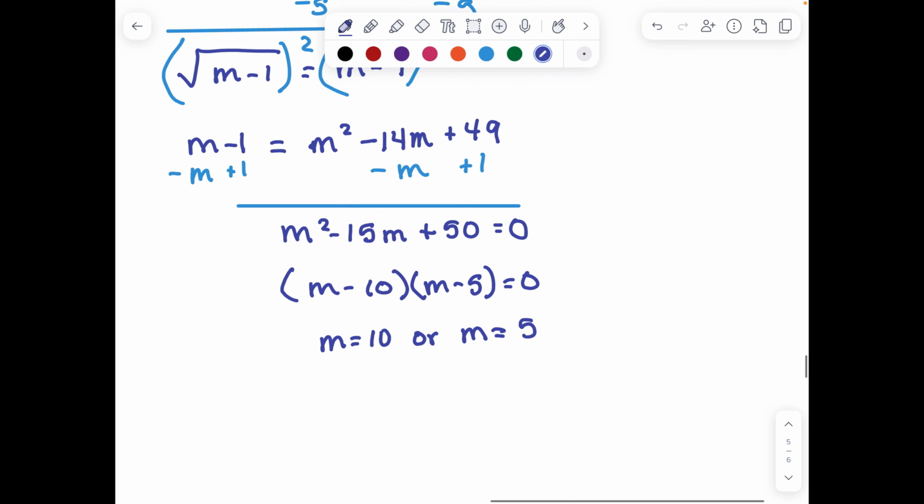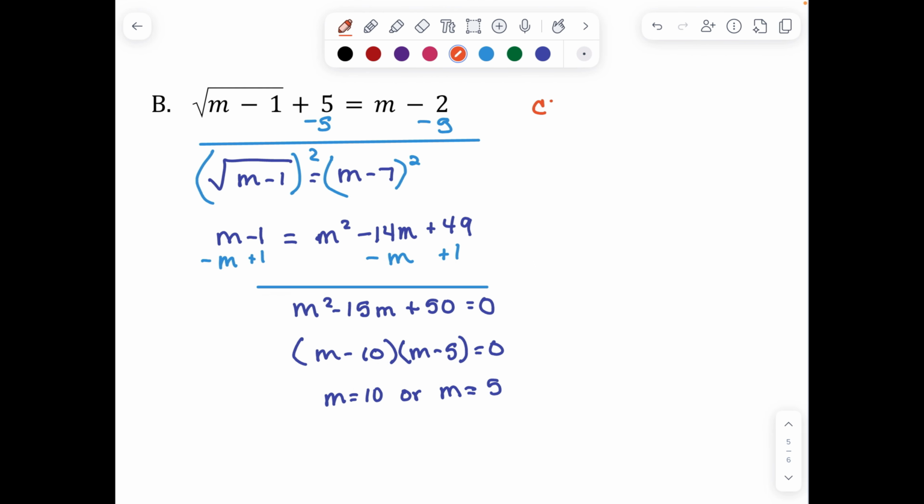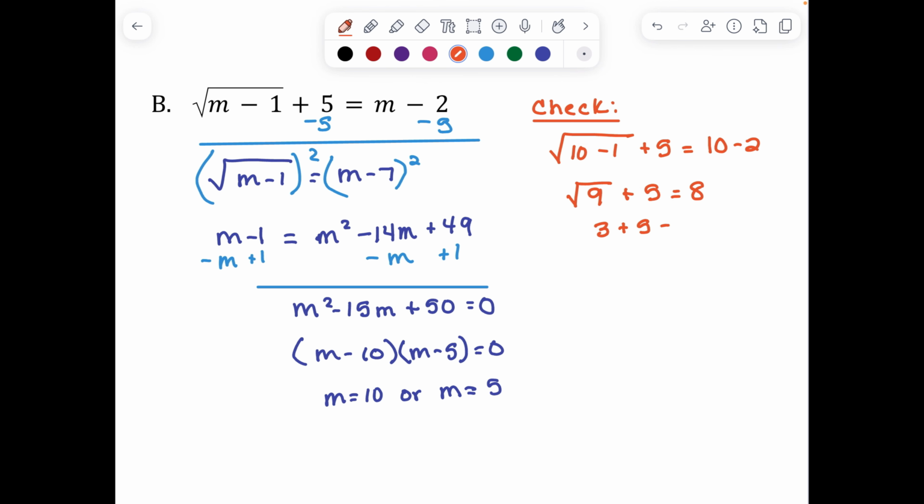So now let's go ahead and check our solutions here. We'll first check the 10, see if that works. So I have the square root of 10 minus 1 plus 5 should give us 10 minus 2. So we have the square root of 9 plus 5 equals 8. Is 3 plus 5 equal to 8? It is, so we know we got that right.